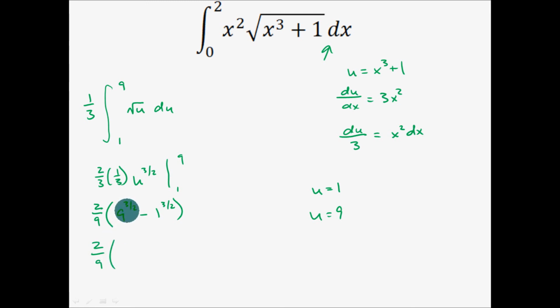Okay, so 2/9, 9 to the 3 over 2 is the same thing as the square root of 9 cubed, and then hopefully you can see that 1 to the 3 over 2 is just 1. Okay, so the square root of 9 is 3, 3 to the 3rd is 27, 27 minus 1 is 26, so we're going to have 2/9 of 26. Let's see, does anything simplify there? Do any 3's go into 26? I don't think so. So I think we're going to have 52 over 9 as our final answer for that one.